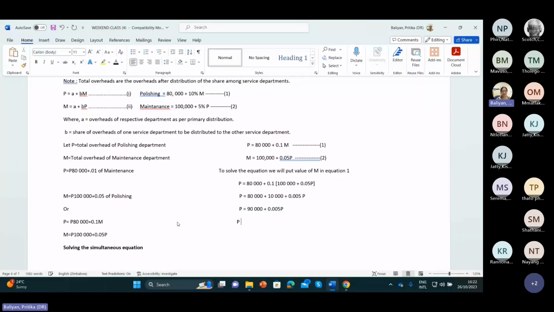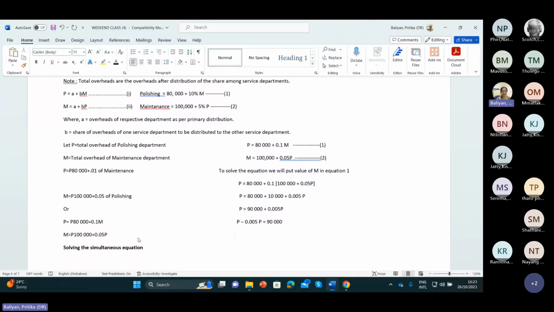Is P, then the same, this is also a P figure, so we'll take it to the opposite side of the equal sign. When it goes to the opposite side of the equal sign, the plus becomes minus. 0.005 P equals 90,000. Then you subtract; when you say P, it means 1 P. So 1 minus 0.005.